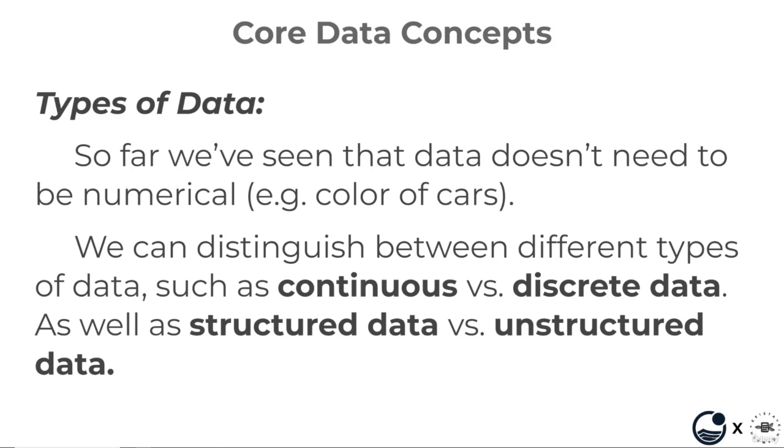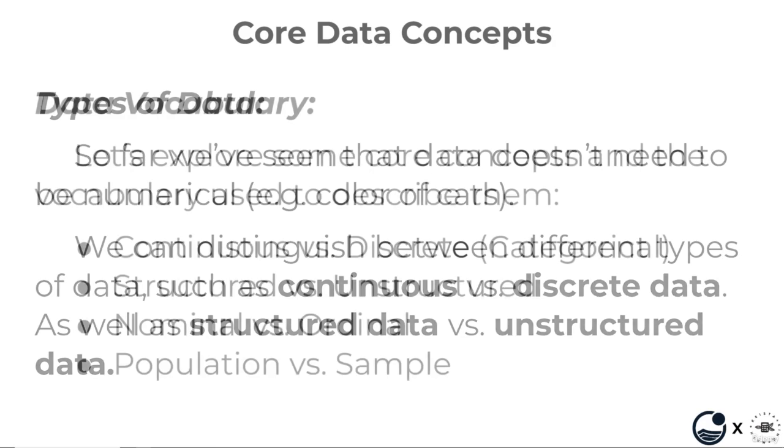So we've got an idea that data doesn't necessarily need to be numerical. For example, the colors of cars or the sexes of those penguins, whether they're male or female. And so we have this idea that there's different types of data. And in fact, we can distinguish between different types of data, such as continuous versus discrete data, as well as structured data versus unstructured data. Let's talk a little bit more about this vocabulary of data.